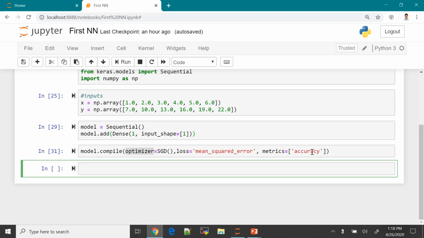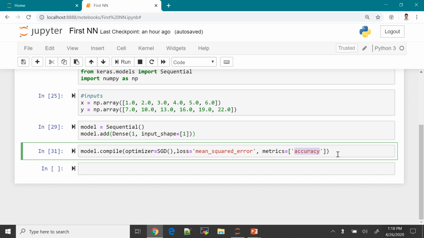The metric we are going to use to measure the model is accuracy here. The loss function we are using is mean squared error. There are many other loss functions; you can look into the documentation. For the optimizer we are using SGD, which is called stochastic gradient descent.